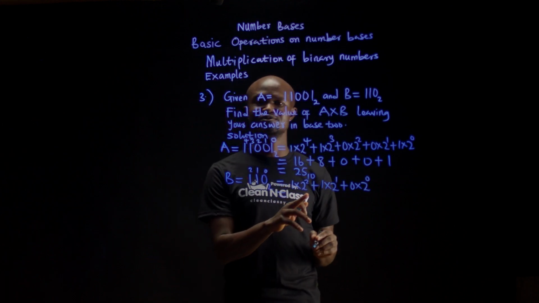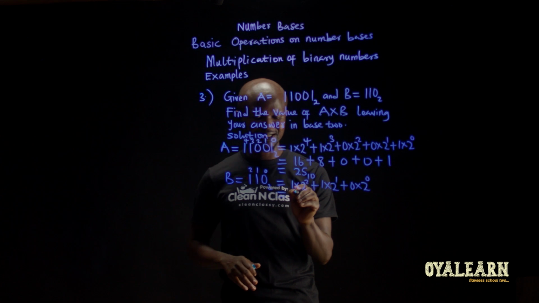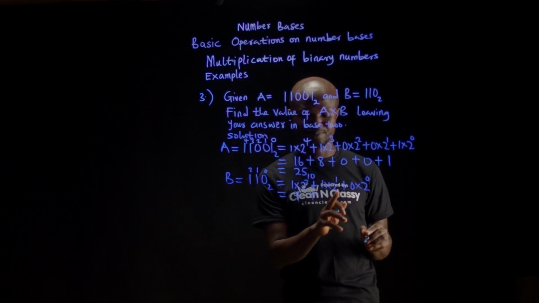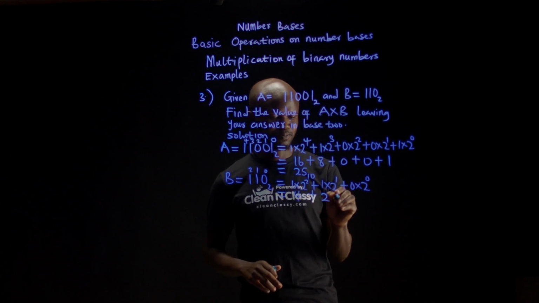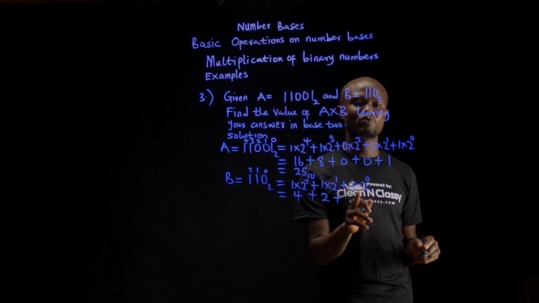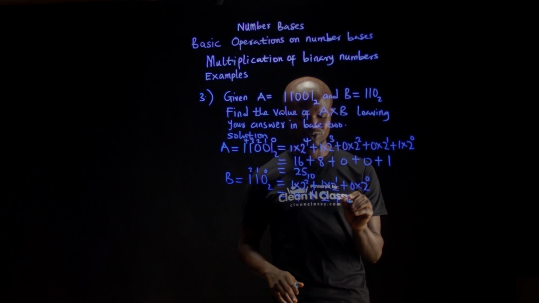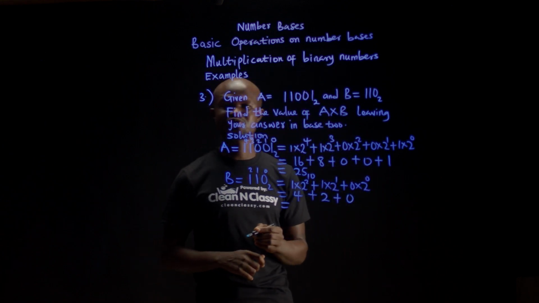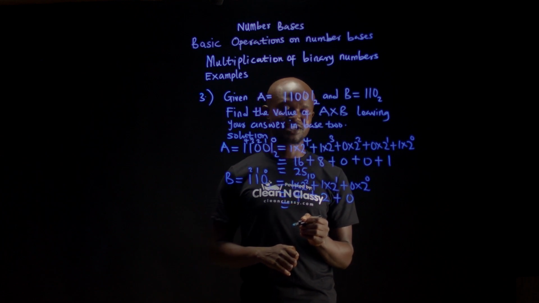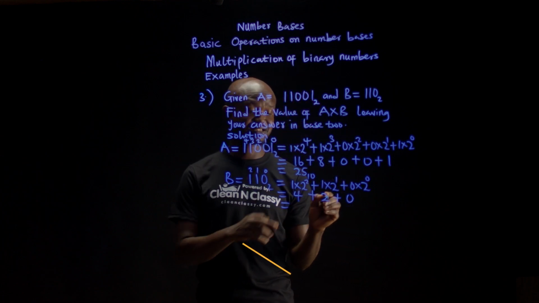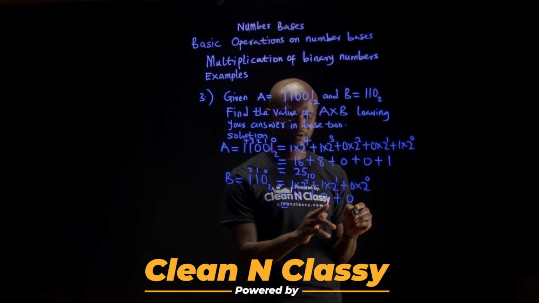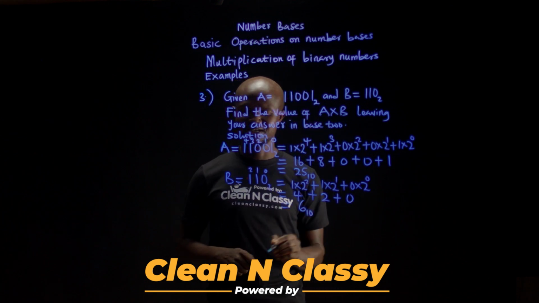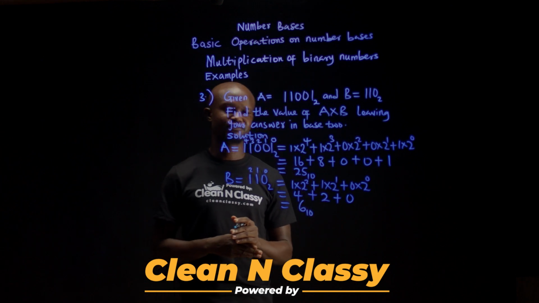Now, what do we have from here? 2 raised to the power of 2 is 4, and 4 times 1 is 4. Plus 2 raised to the power of 1, we have 2, and 2 times 1 is 2. Plus, this is a term with 0, so we write 0 here. This will give us 4 plus 2 plus 0, that is 6. So that's 6 base 10. That's for the value of B.